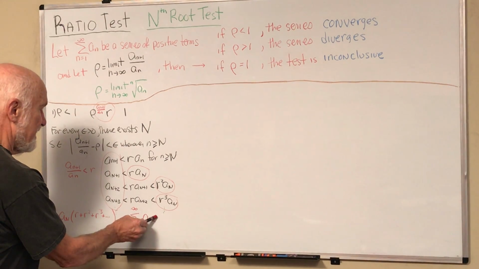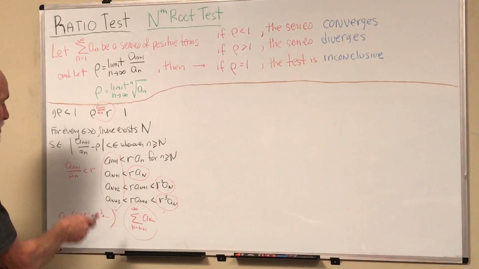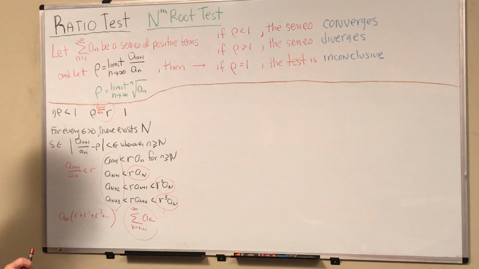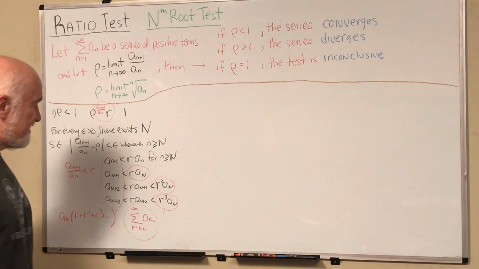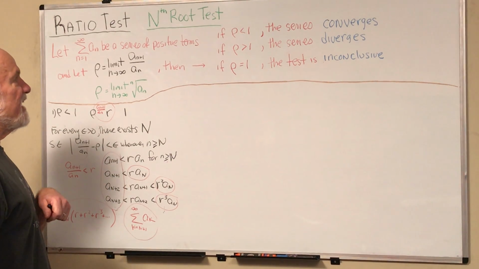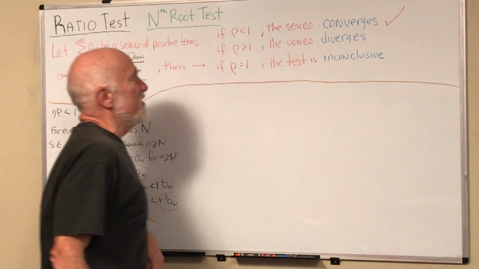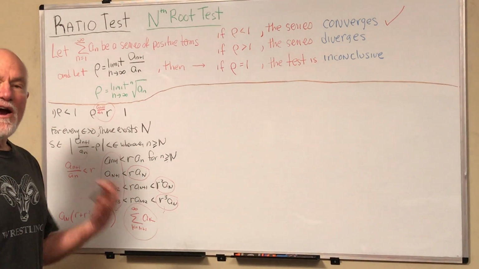We've got a series here that term for term is less than this series, which converges. So by the comparison test, we can say that ours converges. So we've proven the first part, if rho is less than 1. That's the hardest one.